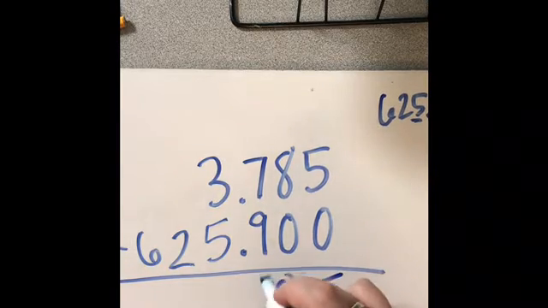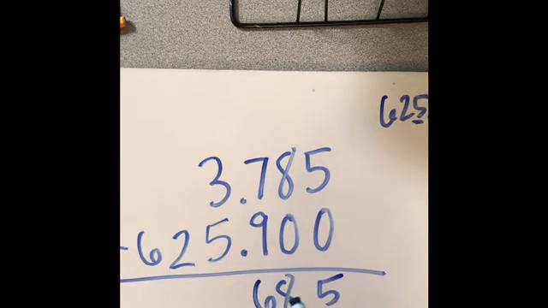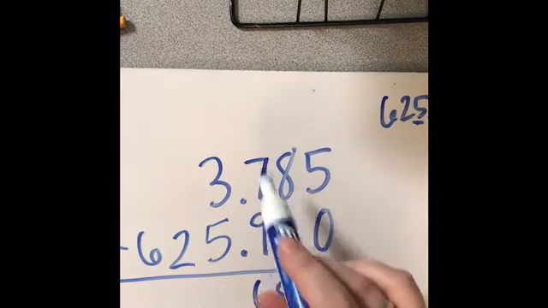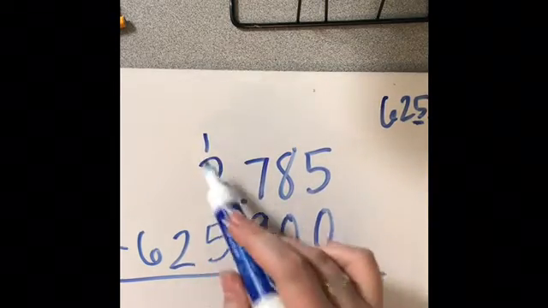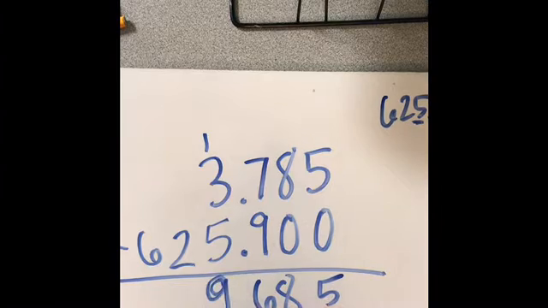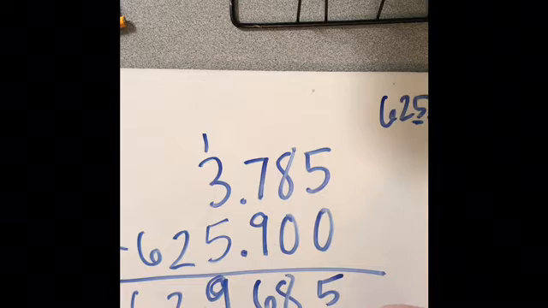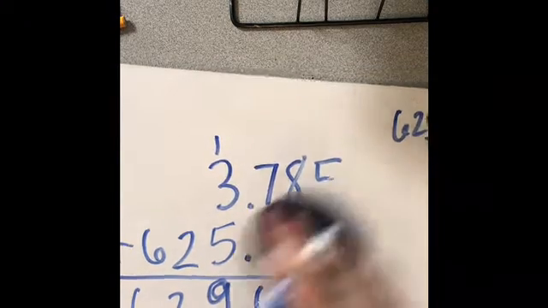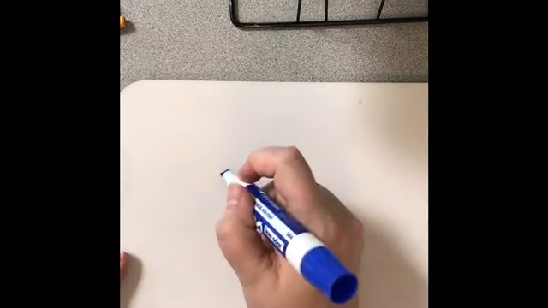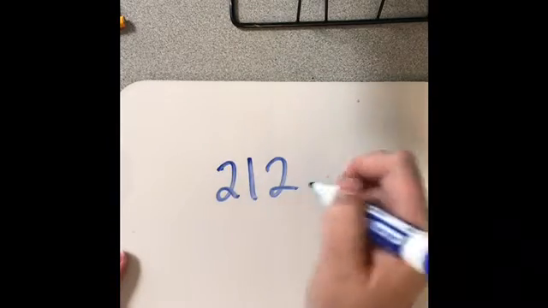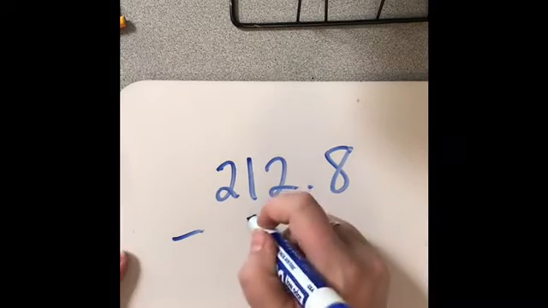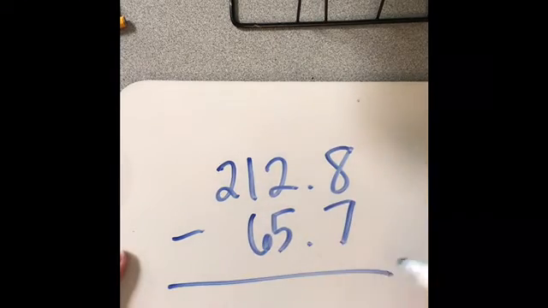Then you can just add them all together, 7 and 9, because 10 plus 7 is 17, so 9 plus 7 would be 16. 5, 6, 7, 8, and 9. So we get 629 and 685 thousandths. Okay, let's do find the difference. So we've got 212 and 8/10 minus 65 and 7/10.